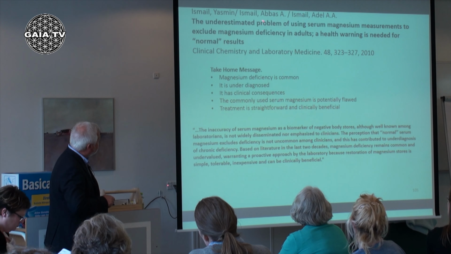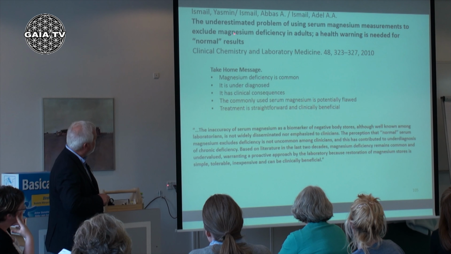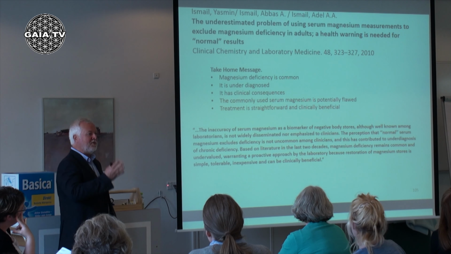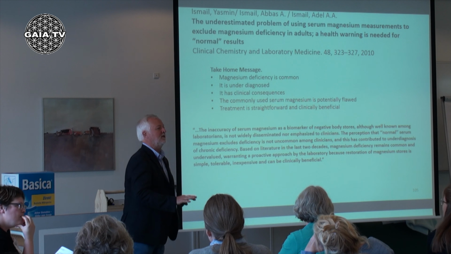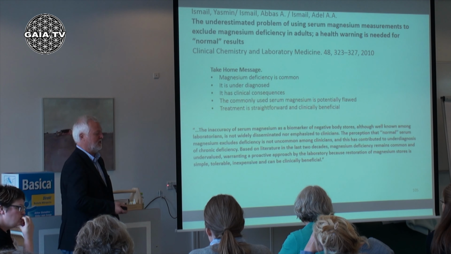So there is an underestimated problem of using serum magnesium measurements to exclude deficiency in adults. That means if this plasma magnesium concentration is low, it's for sure deficiency. If it's high, it does not exclude deficiency.